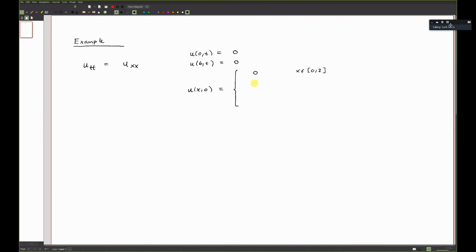And then we're going to do x minus 2 if x is between 2 and 3. And then if x is between 3 and 4, we're going to let this be 4 minus x. And then 0 again if x is between 4 and 6.